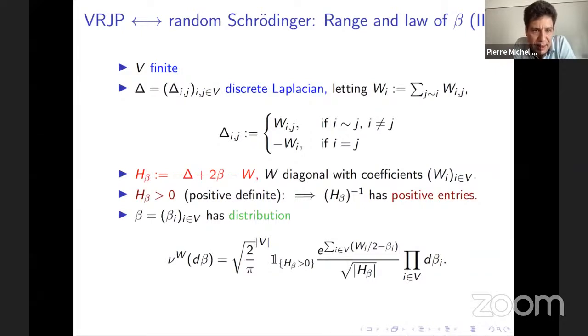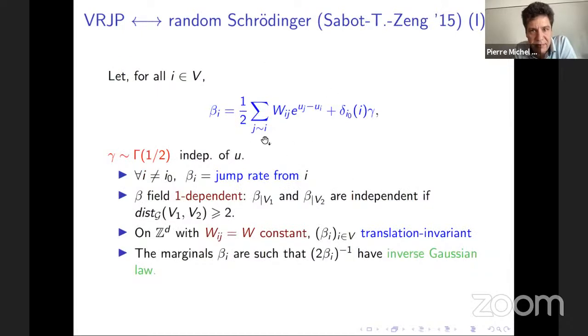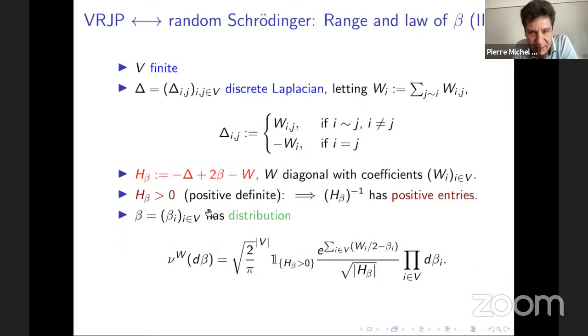We assume that the space on which we integrate is the one on which H beta is positive. We can actually show that the betas we took here, which are 1/2 of the sum of e to the uj minus ui wij plus the Dirac term, give you a positive definite H beta. Therefore H beta is an M matrix, so H beta inverse has positive entries. Then you can write the distribution of the betas, which looks like a Wishart distribution. Actually it can be seen as a Wishart distribution conditioned on the off-diagonal coefficients being minus Wij.